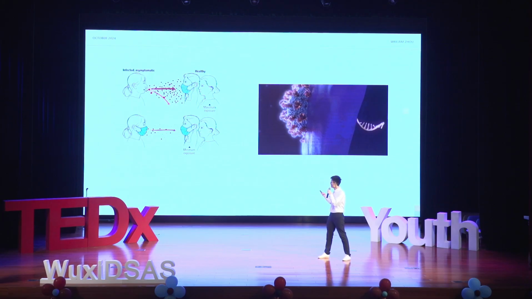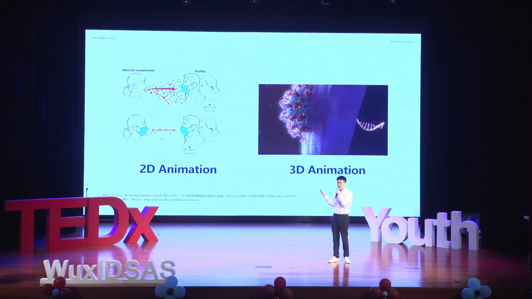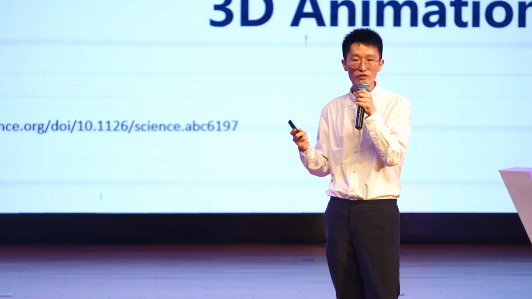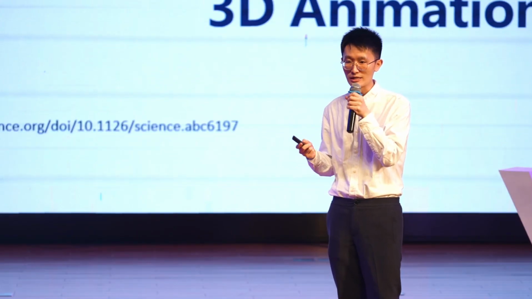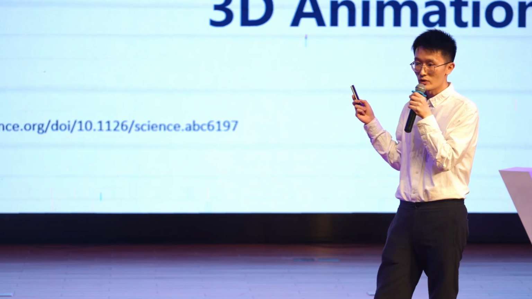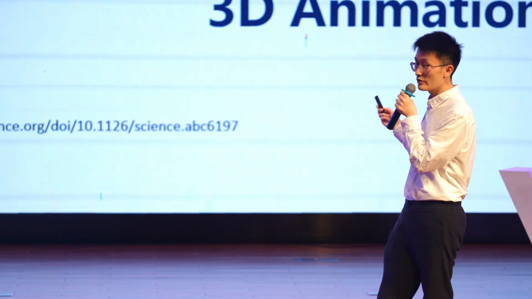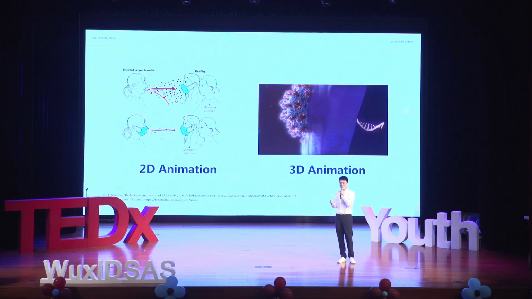So what you're seeing here are two types of medical illustration. The one on the left is a 2D illustration. It shows how a mask can help stop the spread of virus, and it was widely used in a lot of public health campaigns during the pandemic. And what you're seeing on the right is a clip from a 3D animation. What it shows is how a virus enters a human cell and replicates itself.